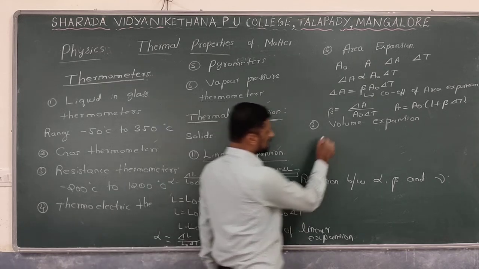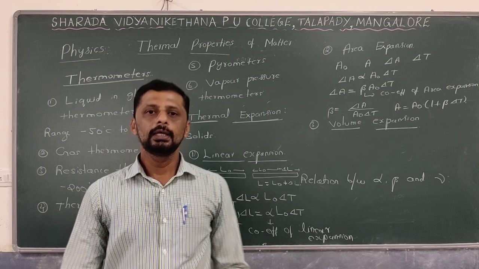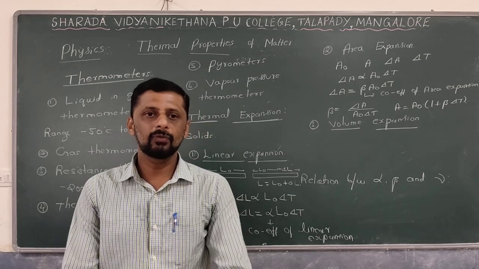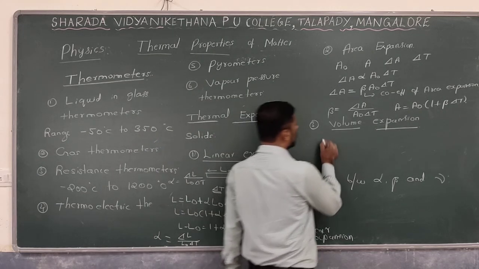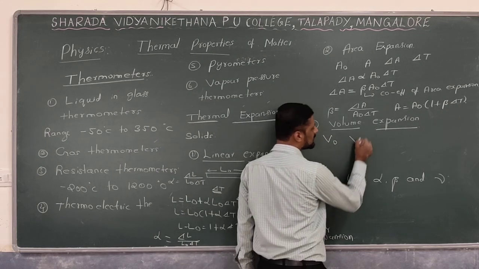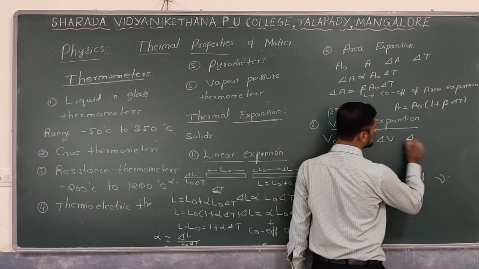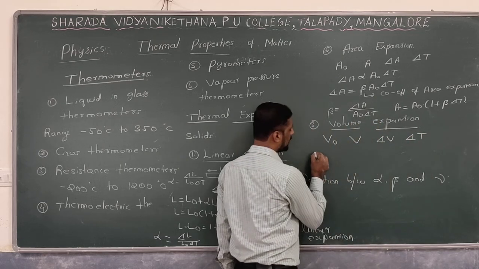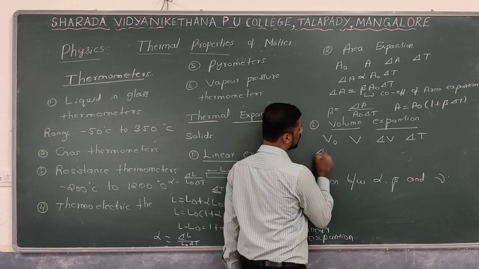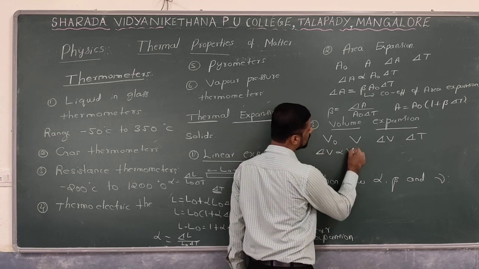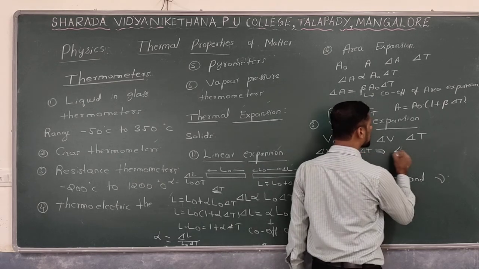So next, volume expansion. The third type of expansion in solids is known as volume expansion. That is nothing but the increase in volume of the object with increase in temperature. So if V0 is the original volume, V is the final volume, and delta V represents the change in volume with respect to the change in temperature delta T, then we can write that the change in volume delta V is directly proportional to V0 into delta T, or this can be written in terms of a constant.